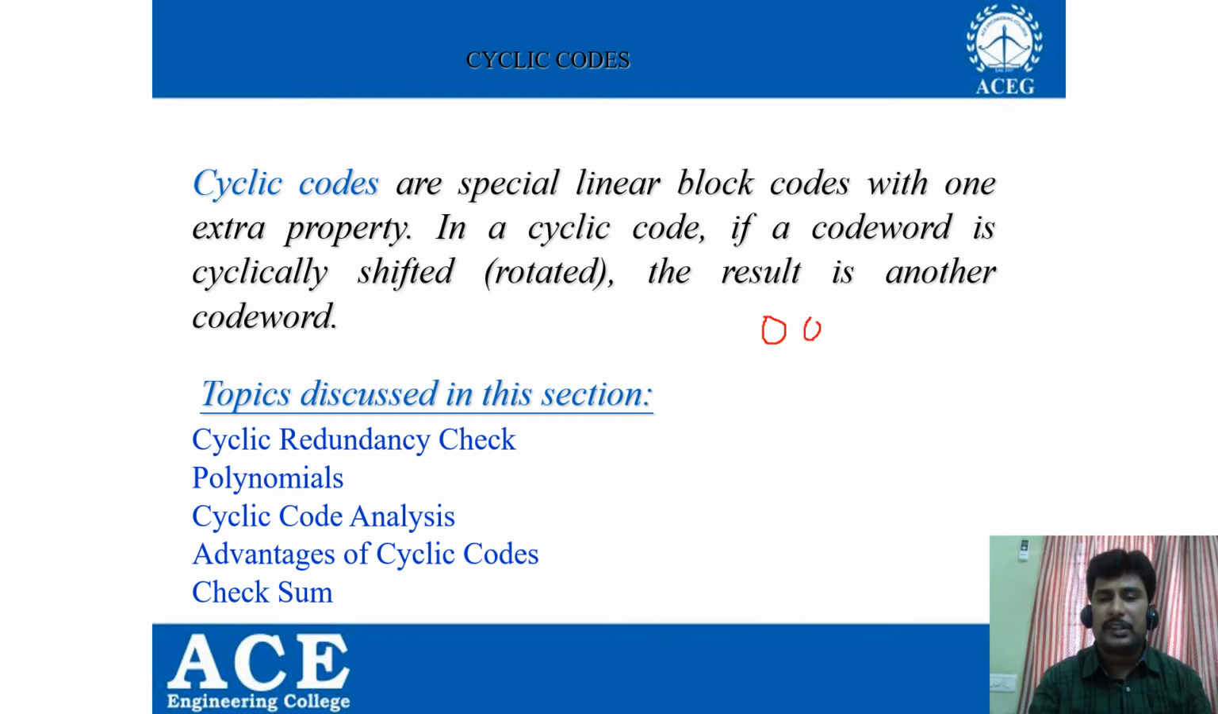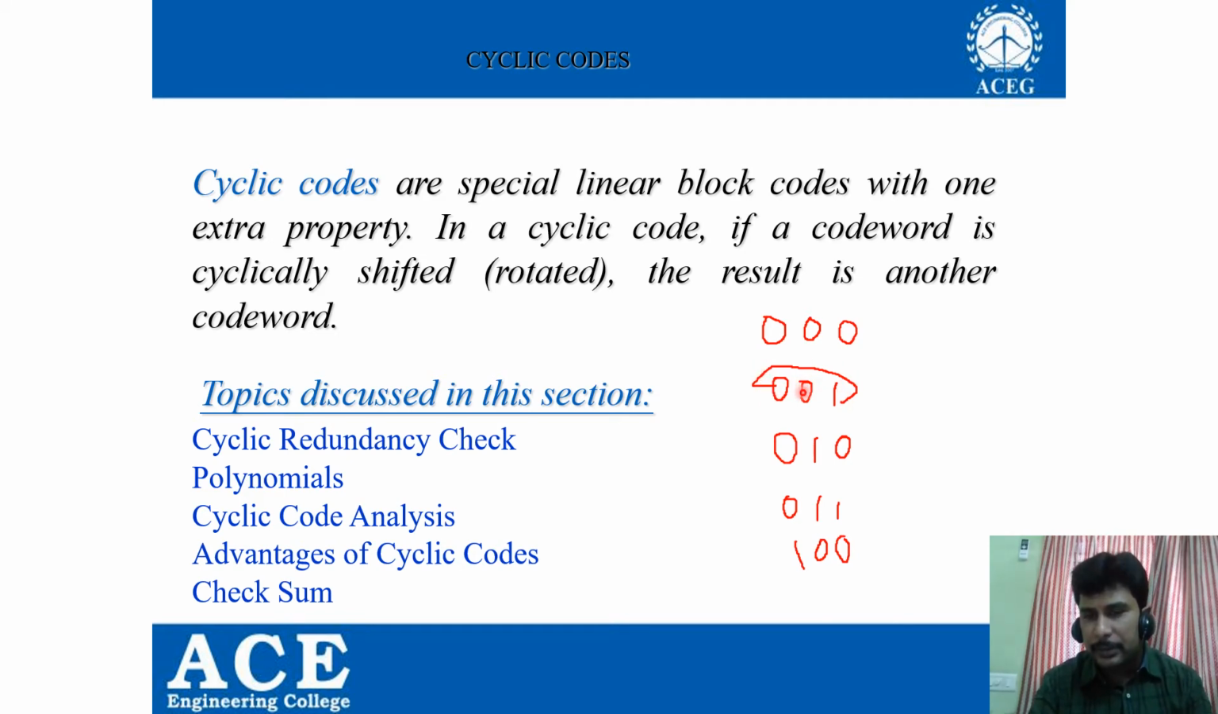The set of code words are 000, 001, 010, 011, and next we have 100. Now look at 001. In case the last bit is cyclically shifted, that is, it is moving from the last bit position to the first position, this process is called cyclically shifting. What happens if your 1 is cyclically shifted to the first position? Now this will occupy the first bit, 0 moves to the next bit, and this 0 moves to the next bit. Now what is the ultimate value generated? 100, which is actually a valid code word.